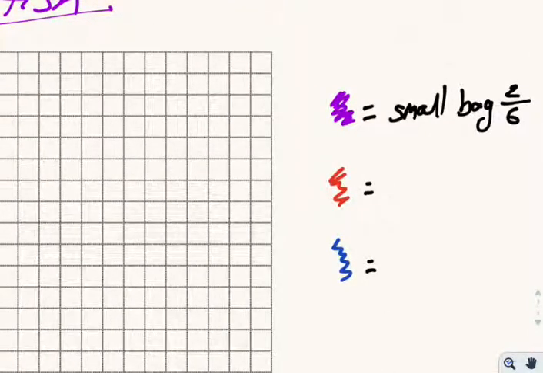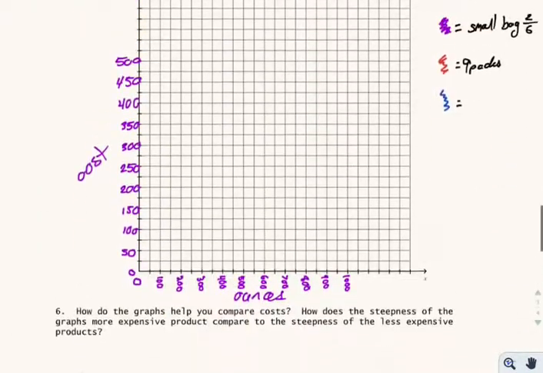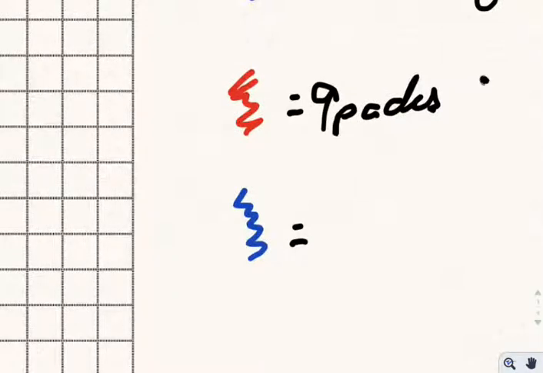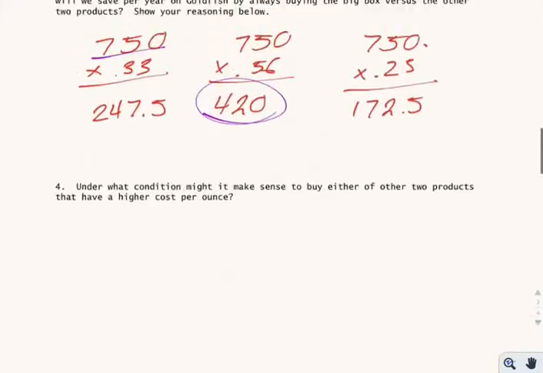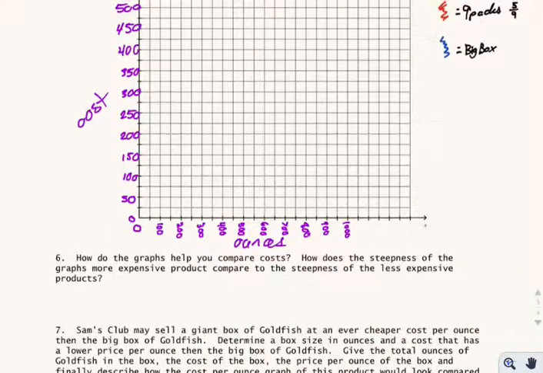My red data is going to represent the 9 packs. And in this case, it is $5 for 9 ounces. And my blue data is going to represent the big box. And that is $7 for 30 ounces.